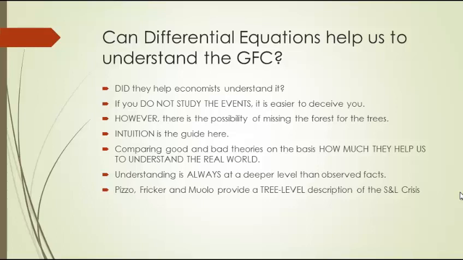Now, in order to do modeling correctly, you have to have an understanding of reality, and that's what you get by looking at the tree-level details, by looking at the book on the savings and loan by Pizzo, Fricker, and Molo, and the other books. They give you the trees. That's not enough. Understanding history is not enough. History is just a sequence of events. Why did this sequence of events happen? This will always involve a theory. It will involve some reality. It will involve some hidden reality.